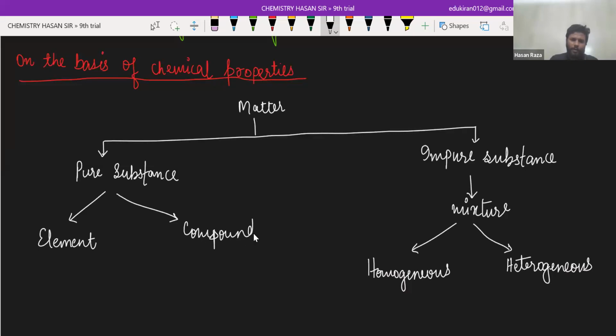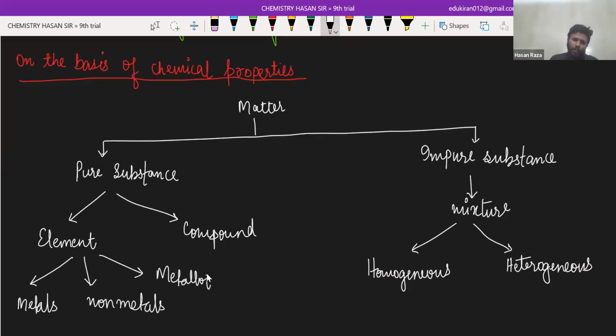compound. Now, elements are further divided into three parts: metals, non-metals, and metalloids. You have heard of this, right? All the metals, non-metals and metalloids are present in your periodic table. So I think you are aware of these things, right? Today we are going to define these small terms according to your examiner for the school exam. So you should make this.